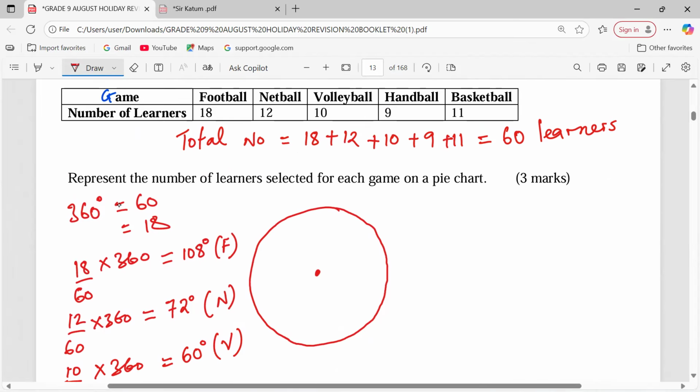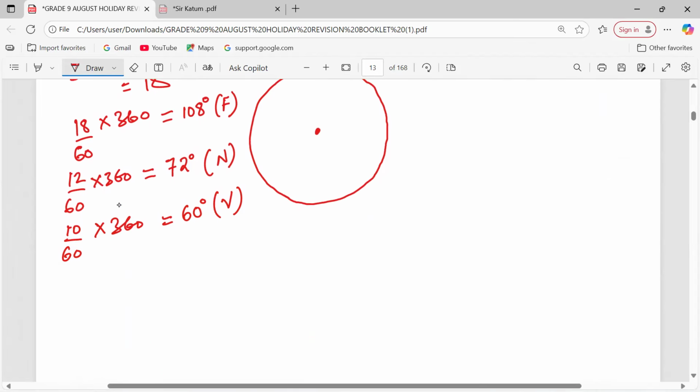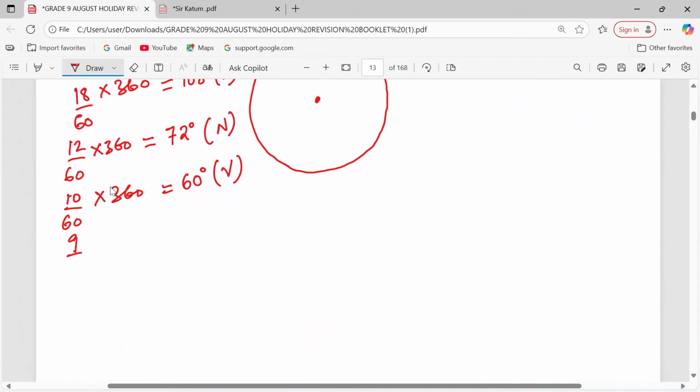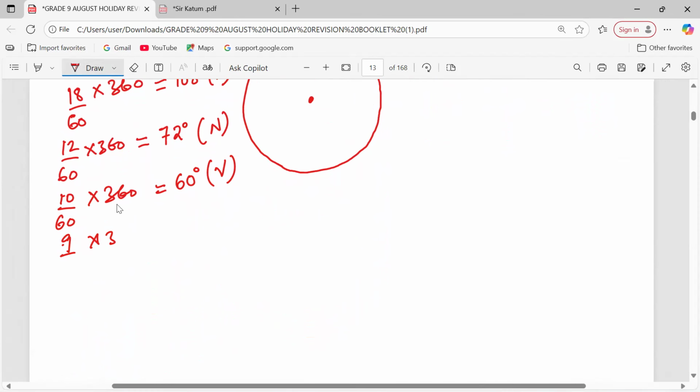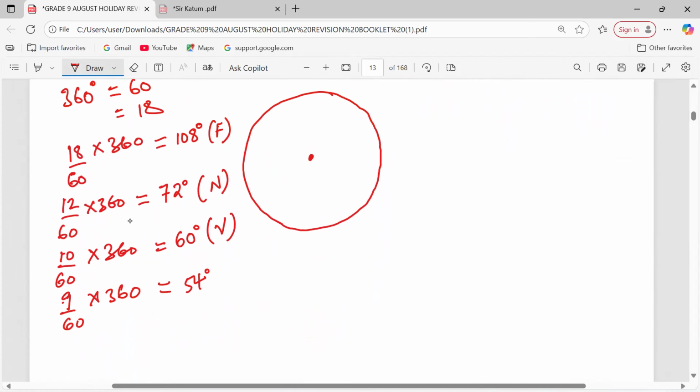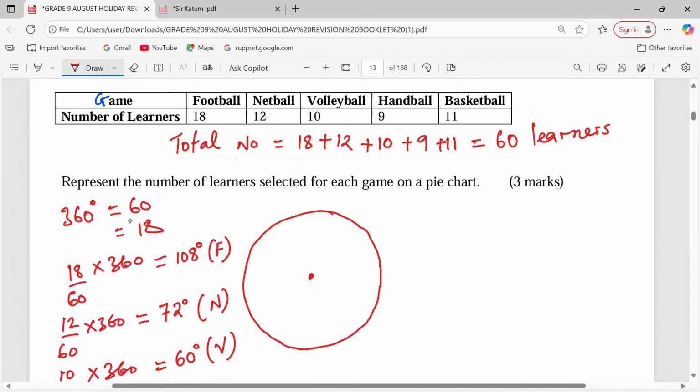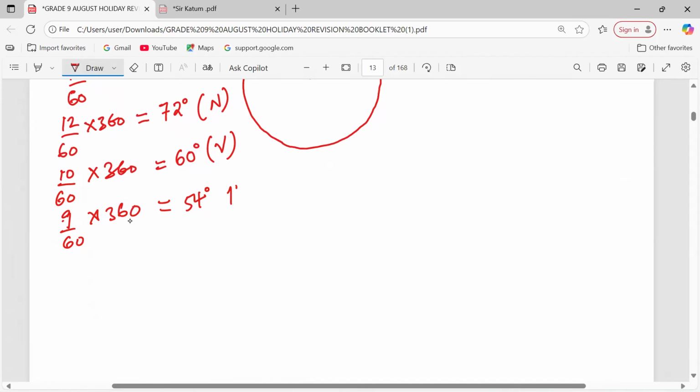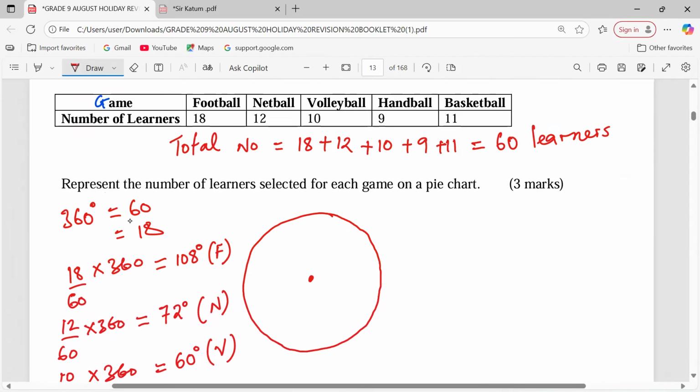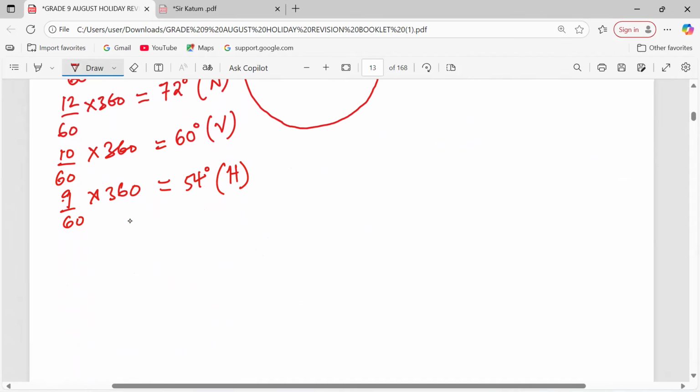The other sport is handball, 9 learners out of 60 times 360. This will give us exactly 54 degrees. So these 54 degrees are for handball. And finally, we are having 11 for basketball.